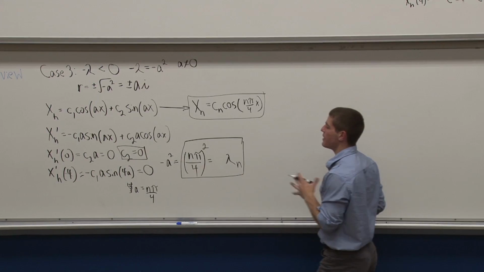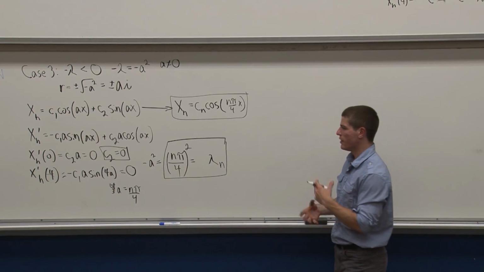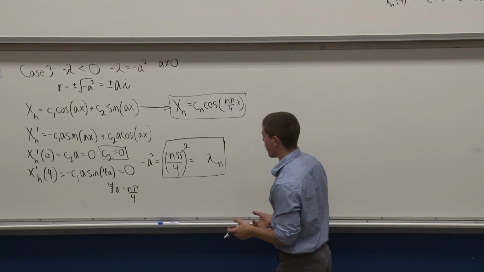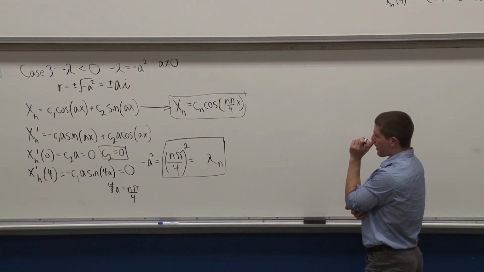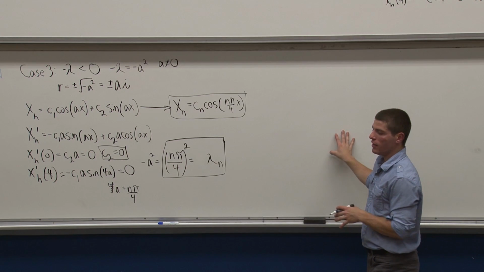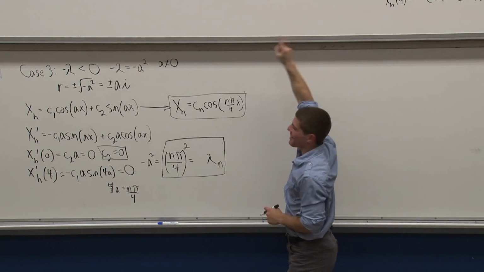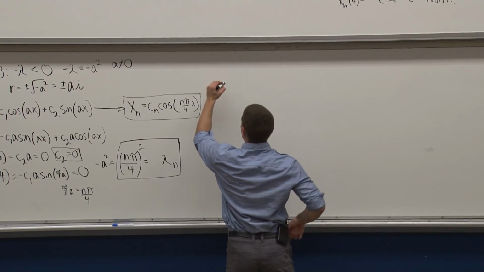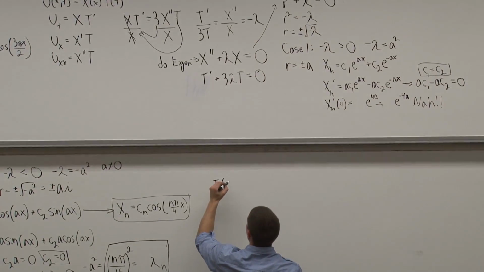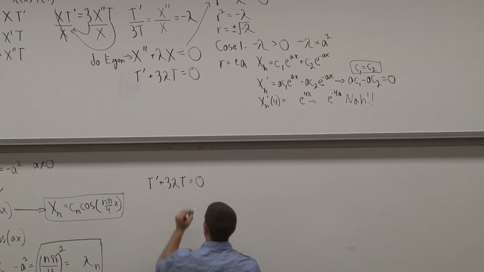All right. So then the next step, now this is going to be stuff that's not eigen-related. Maybe you haven't seen it before. So the next step is the other equation that we're trying to find, which is our t. From this equation, we have t prime plus 3 lambda t equals 0.